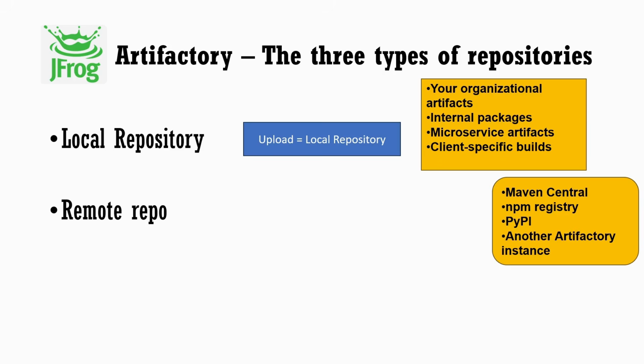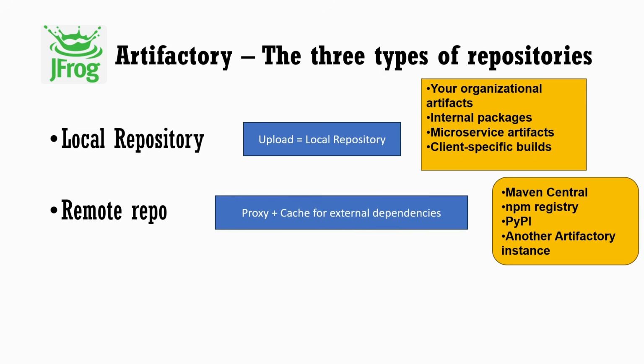So let's say your build needs NPM dependencies. Artifactory will fetch them from the public NPM registry once, store them in the remote repo's cache, and the next time the build runs, it serves them directly from Artifactory. This improves performance, build speed, reliability, and offline availability. So in short, remote repository equals proxy plus cache for external dependencies.